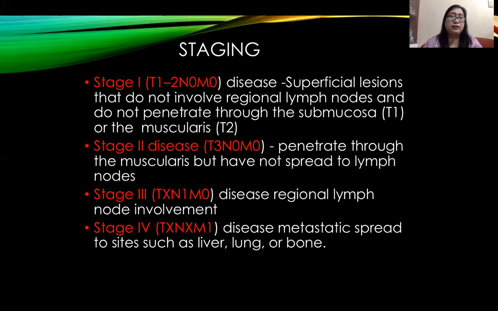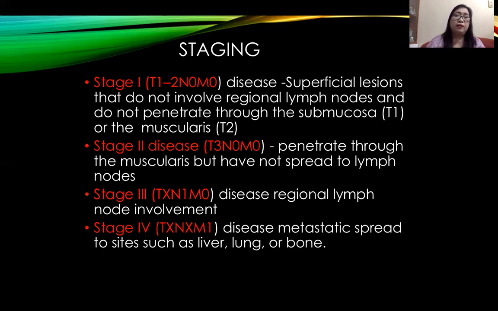Stage 2 disease, or T3 N0 M0, penetrates through your muscularis but does not spread to your lymph nodes, and there is no distant metastasis as well. Stage 3 is TX N1 M0, meaning the disease has reached your regional lymph nodes. And your stage 4 means that there is already a distant metastasis of the lungs and the liver.